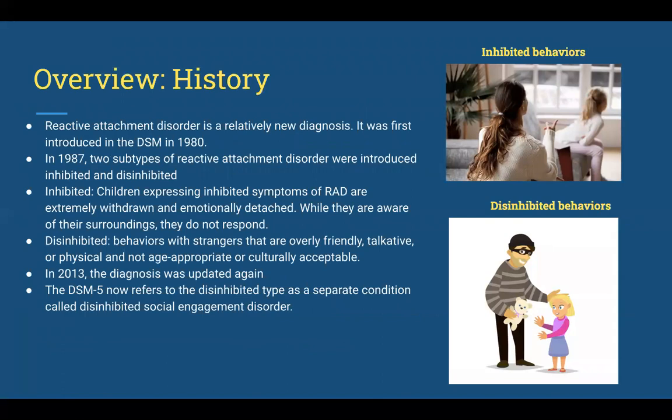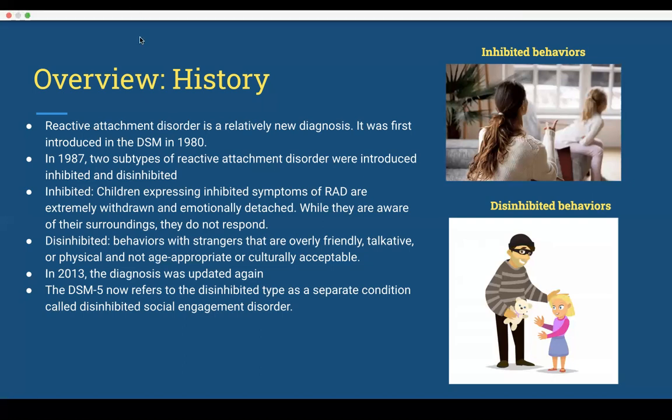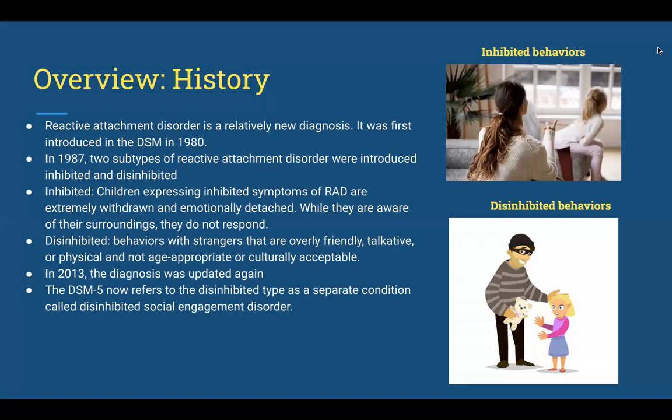Reactive attachment disorder is a relatively new disorder. It was first introduced in the DSM in 1980. Reactive attachment disorder first made its appearance as a standard psychological disorder in DSM-3. The disorder was eventually divided into two subcategories, which are inhibited and disinhibited, and this took place in 1987. That's when the two subtypes of reactive attachment disorder were introduced. Children expressing inhibited symptoms of RAD are extremely withdrawn and emotionally detached. While they are aware of their surroundings, they do not respond. Disinhibited behaviors are behaviors with strangers that are overly friendly, talkative, or physical and/or not age appropriate or culturally accepted.